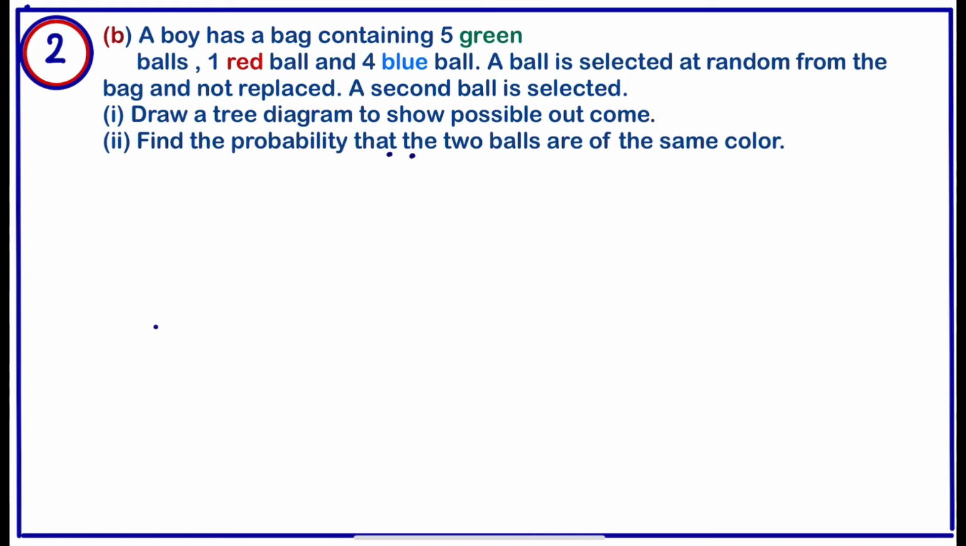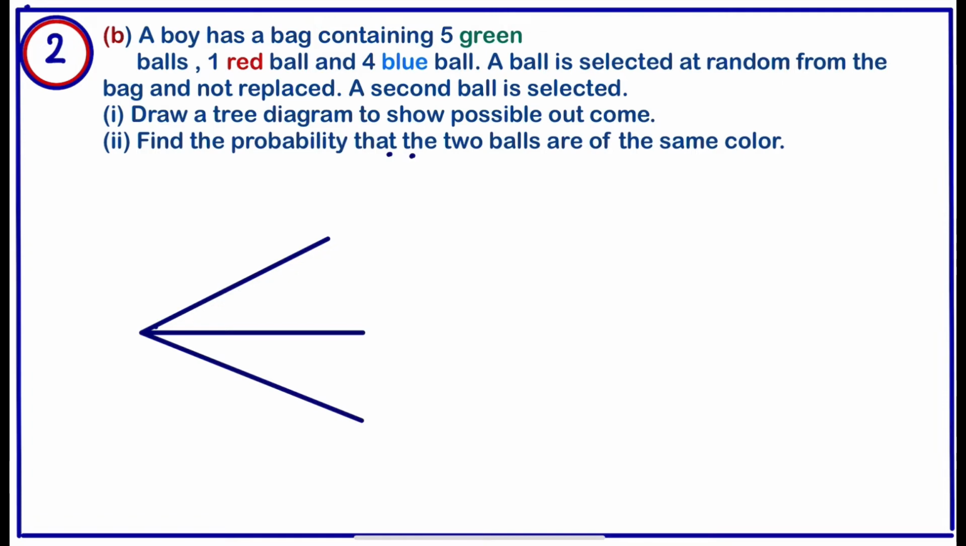Now before drawing the tree diagram, one of the first things I want you to remember is that we have 3 colors. 1, 2, 3. So I have green, red, and blue. So to draw the tree, since we have 3 colors, this will be 1, 2, 3. Okay, so these are the 3 that we have.